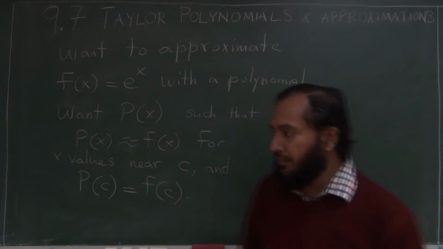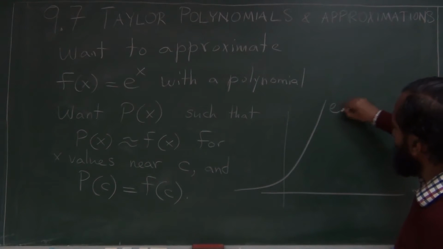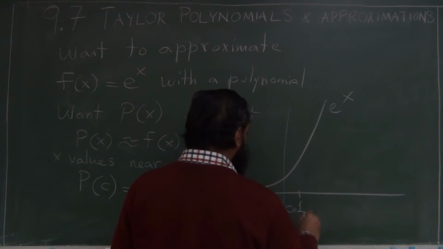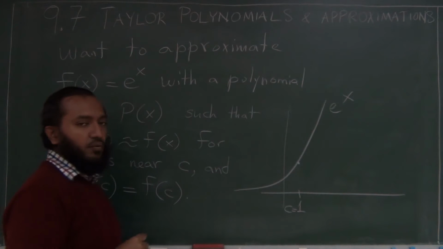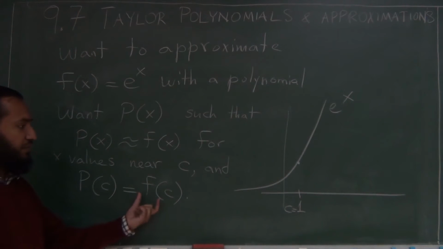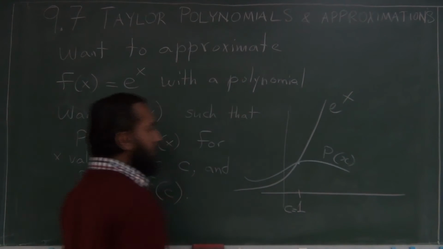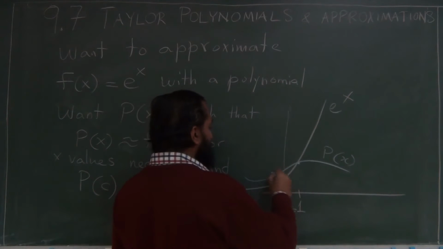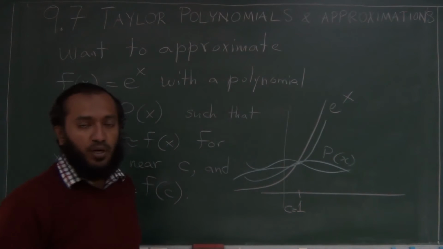Graphically, let's see what we are talking about here. This is the graph of e to the x. Let's say our c value is 1. Okay. So this is the value of the function. We want some polynomial that over there has to go through that point, because we want p of c equal to f of c. So let's say this is a polynomial. Okay? But there can be many polynomials that go through this point, right? There can be many polynomials one could draw that go through that point.